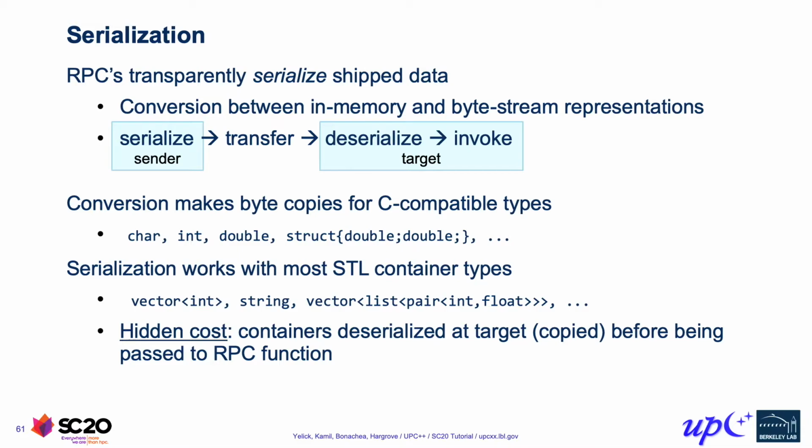Another UPC++ feature is something called serialization. So when we do an RPC or when we transfer data from a source to a destination, that requires conversion of the object into some underlying data byte representation, and then reconstituting the object on the remote end. For C-compatible types, this is just a byte copy. So this includes things like primitive types as well as structs that are composed of primitive types. For more complex types, we actually provide an interface for specifying how that serialization should happen.